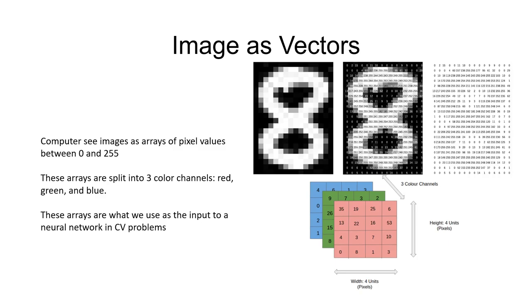Looking at computer vision, it is important to understand how computers see images. To a computer, an image is simply an array of values between the numbers 0 and 255. These numbers represent the intensity of that dot or pixel. This can be seen in the black and white photo of the number A, where each box corresponds to a number. And for colored images, these arrays are layered into three color channels: red, green, and blue. These arrays of pixels are what is inputted into a neural network in computer vision problems.